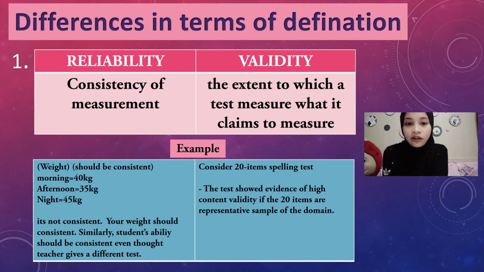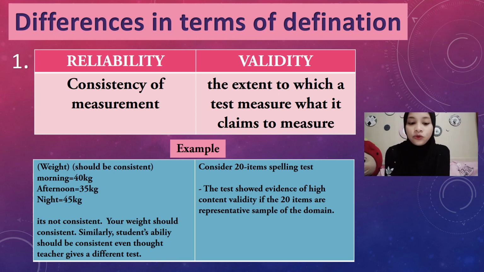The definition of reliability is consistency of measurement. For example, weight. Your weight should be consistent whether you measure it in the morning, afternoon, or at night. If your weight in the morning is 40 kilograms but drops to 35 kilograms in the afternoon and shoots up to 45 kilograms at night, then there must be something wrong with the scale that you are using.